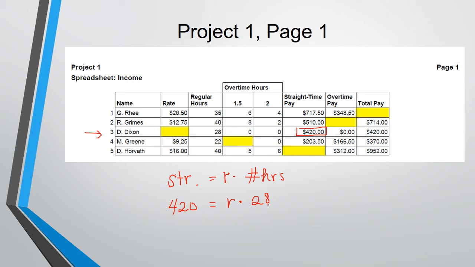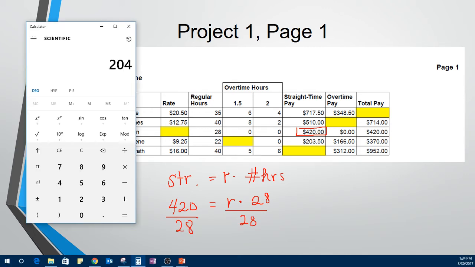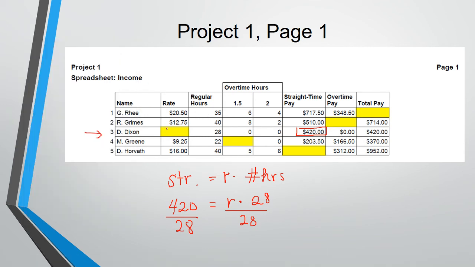What we need to do now is solve for R. Keep in mind, use the opposite operation if you're trying to solve for a variable. We're going to divide both sides by 28. We get 420 divided by 28, so the rate is going to be $15. This one is easy just because it's already a whole number. But if it isn't a whole number, make sure to round to 2 decimal places, to the nearest cent. In this case, it is $15.